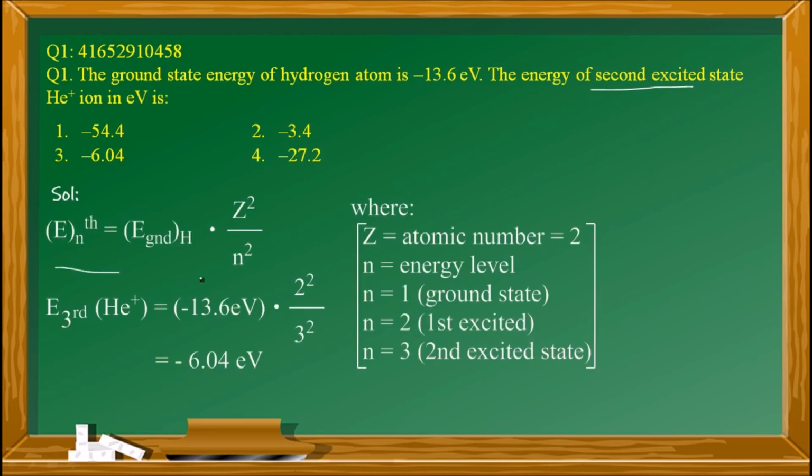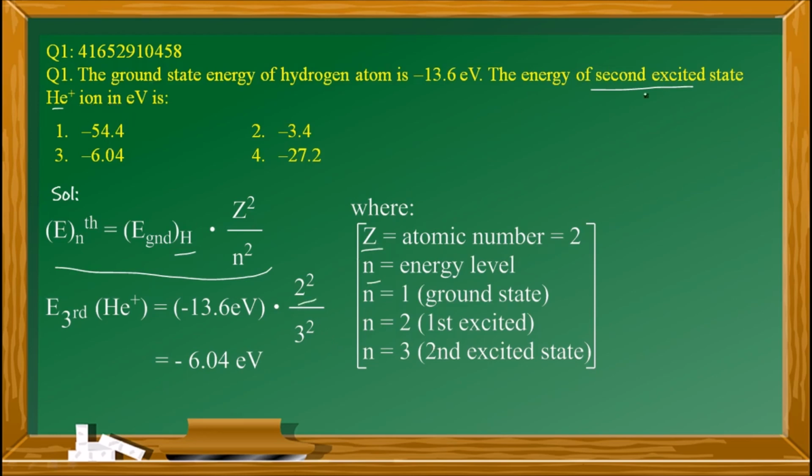Dear friends, we know that to find the energy of any excited state, we have an equation: En equals E ground of hydrogen times Z square by N square. What is Z? Z is the atomic number, N is the energy level. Here they are asking about helium. What is the Z number of helium? Yes, it is 2. Then what is N?